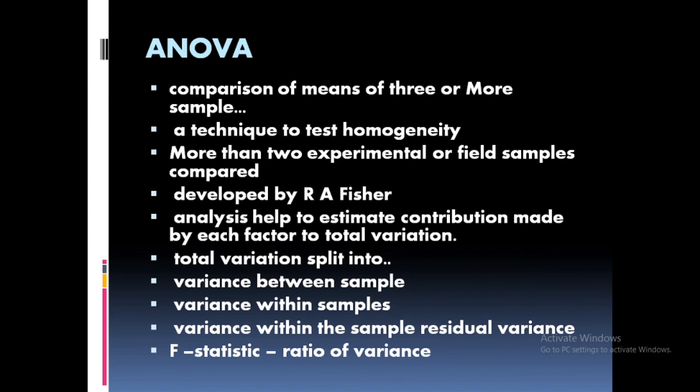Clear? So what we are calculating here is F statistics, that is the ratio of variances. So in the t-test you find out a t value. Here we are finding out F statistics, that is the ratio of variances. F statistics we are using. Clear? Now analysis of variance is very much applicable in our biological sciences.